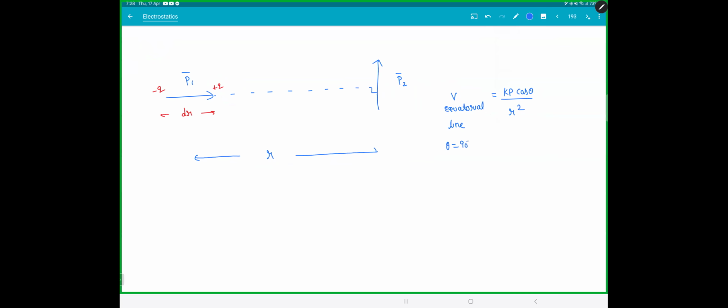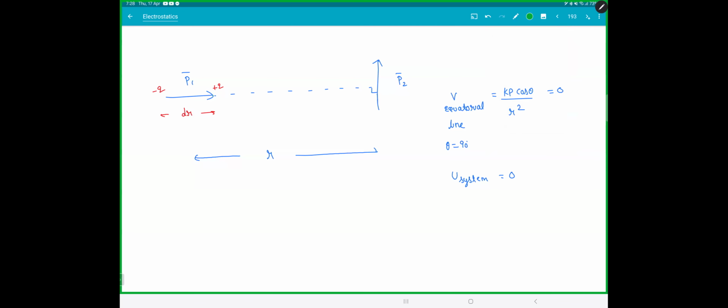Kp cos theta by r square. Theta is 90 degrees, cos is 0. Therefore, potential energy of the system is 0. So this system has no potential energy. But unfortunately, we can't differentiate this. I didn't get the force. So how do we get the force part? We have to use the other method now.